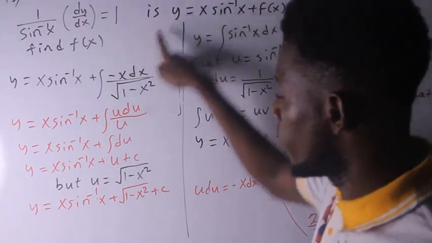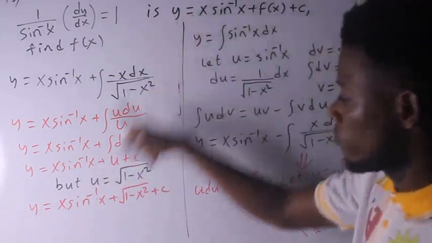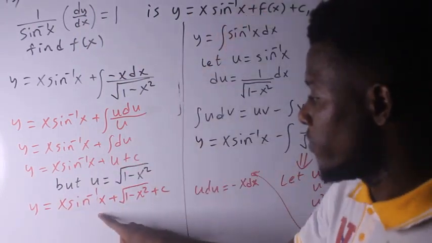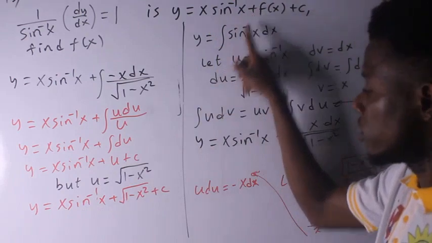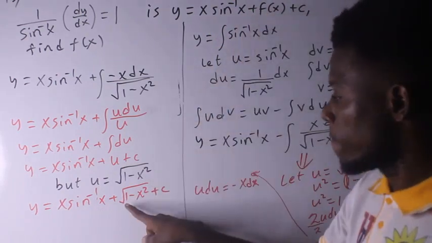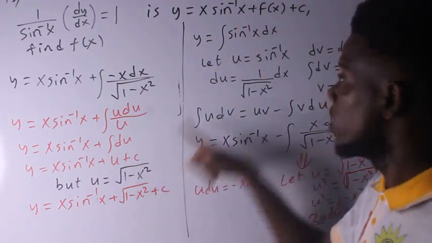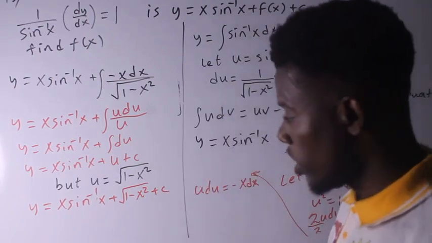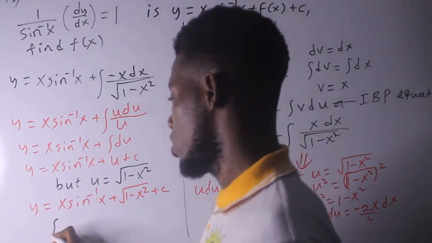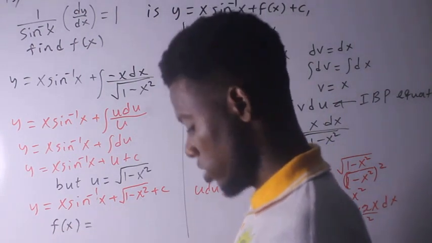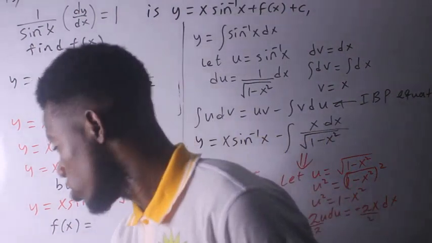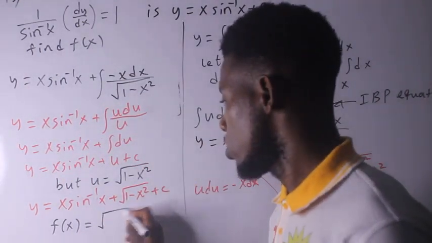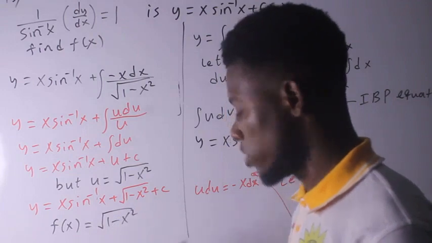So let's compare. We have y equals x sine inverse of x plus L of x, the square root of 1 minus x squared, and then c. So what is L of x if you do this comparison? Therefore, L of x is the square root of 1 minus x squared.